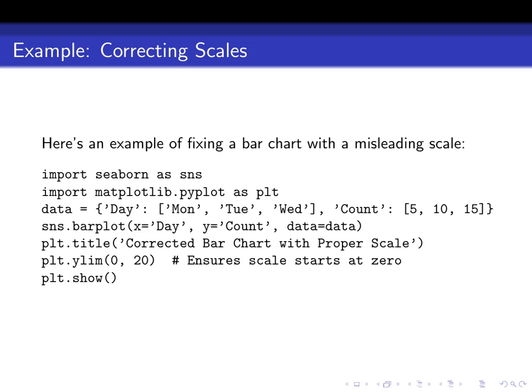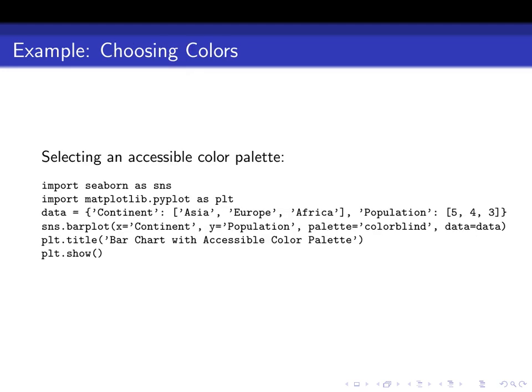For correcting misleading scales, ensure that bar chart axes start at 0 and follow standard conventions. This simple adjustment prevents exaggeration and ensures that the visualization accurately represents the data. When choosing colors, opt for accessible palettes that accommodate colorblind users and enhance contrast. For example, using a colorblind-friendly palette in a bar chart helps ensure your visualization is clear and inclusive for all viewers.